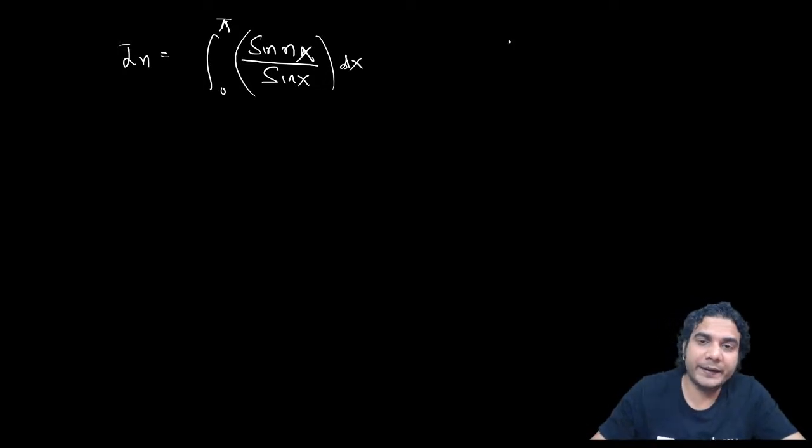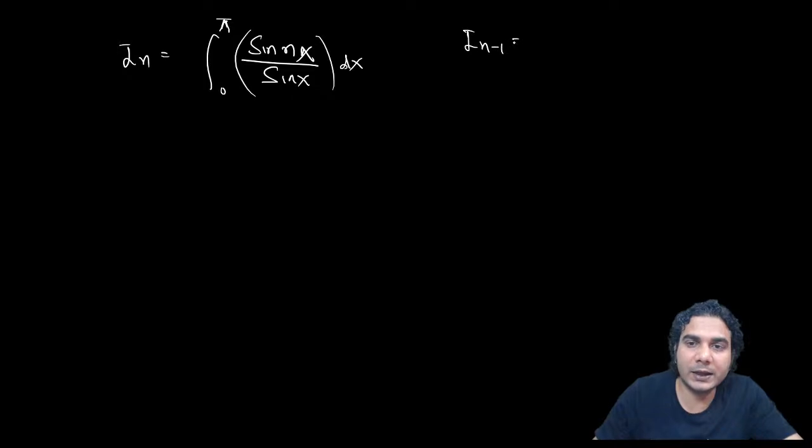So what we do in this case, we choose In minus 1 and we add and subtract it with In to simplify this expression, to see whether we can integrate it or not. So if I take In minus 1, it is going to be integral 0 to pi sine of n minus 1 x divided by sine x.